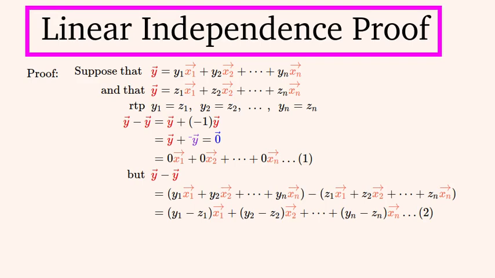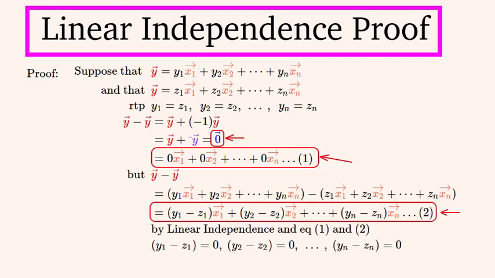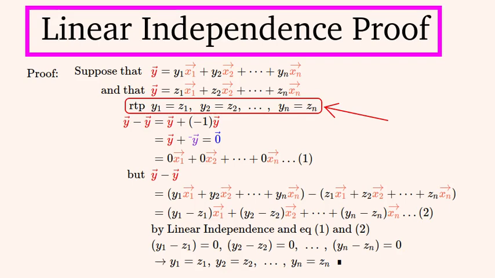Then we can gather like terms together like this. And then we can get these equations by using the definition of linear independence that we defined earlier. And then after manipulating all of these equations, we'll get all of these equalities, so that we've shown what's required to prove this statement up above. And thus we've proven this theorem that any vector in the span of A can only be written one way as a linear combination of the vectors in A.